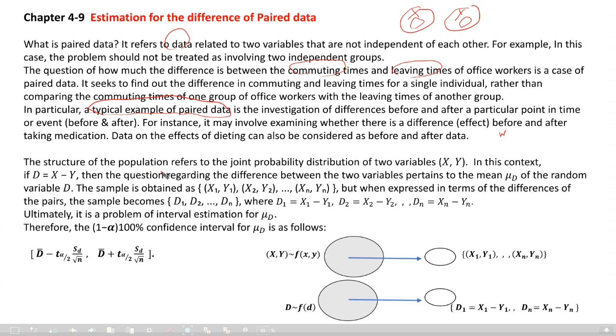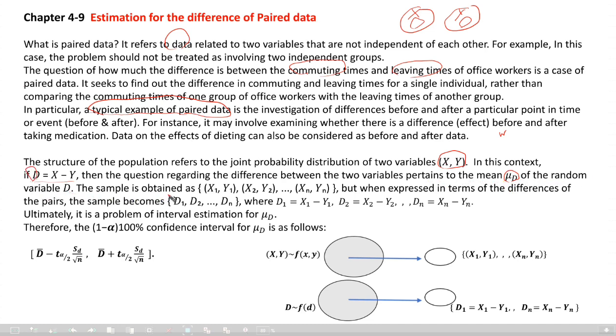The structure of the population refers to the joint probability distribution of two random variables, X and Y. In this context, if D equals X minus Y, the difference between X and Y, then the question regarding the difference between the two variables pertains to the mean mu sub D, okay, subscript D, because now we have another random variable D.